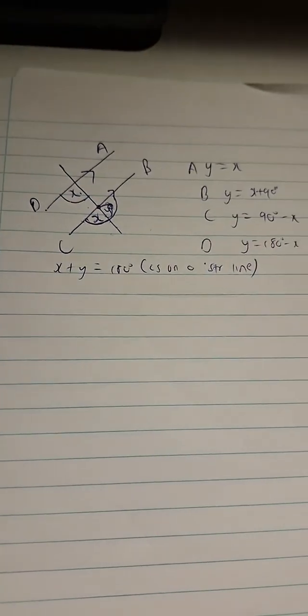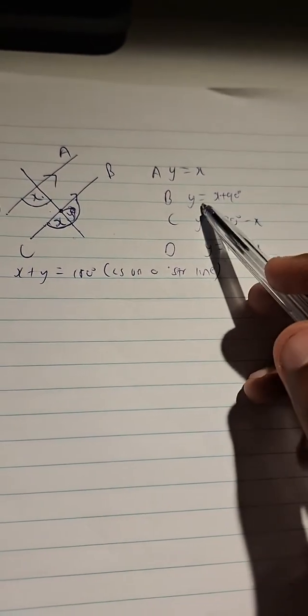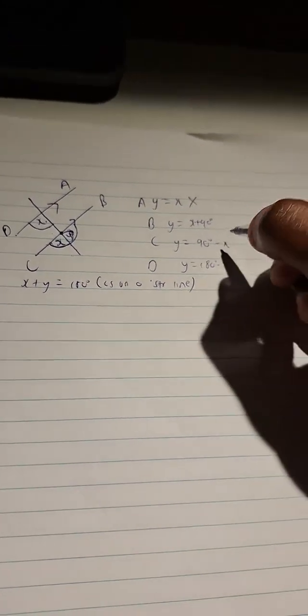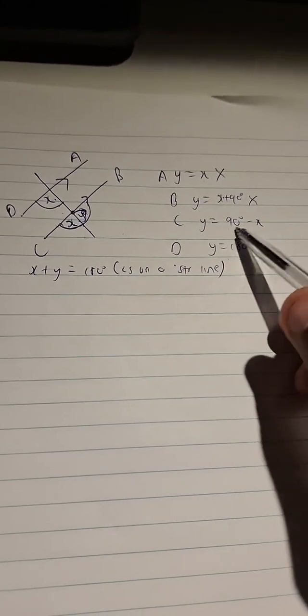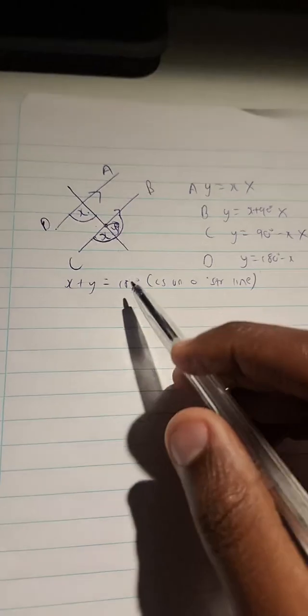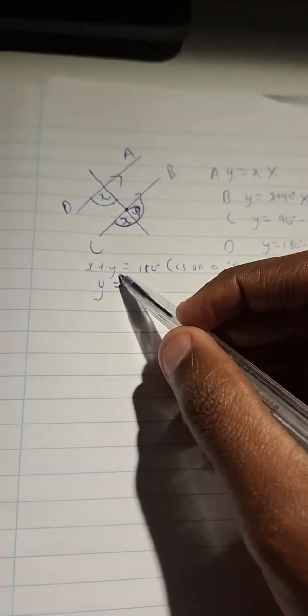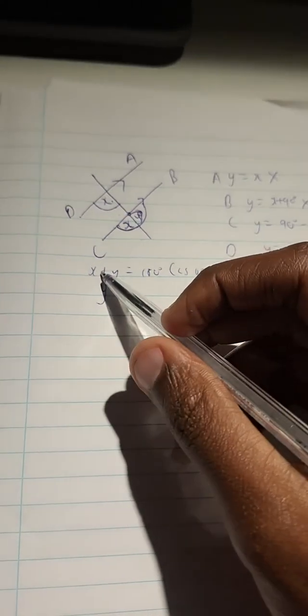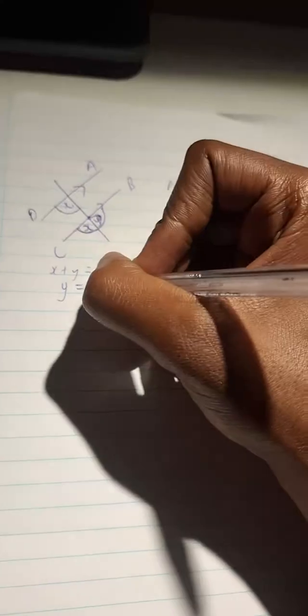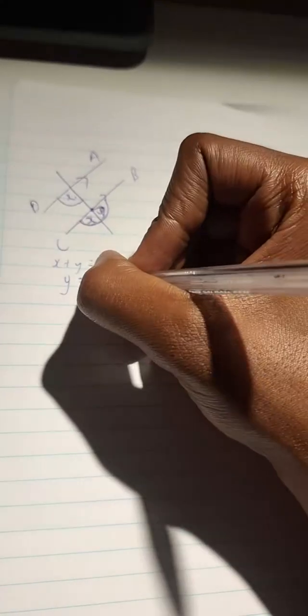Then remember, I had options here. Is y equal to x? No. Is y equal to x plus 90? No. Is y equal to 90 minus x? No. But we are going to soon discover, if I make y the subject, what happens to the x? It becomes 180 degrees minus x. This is the value of y. So is y equal to 180 minus x? Yes. So my answer is D.